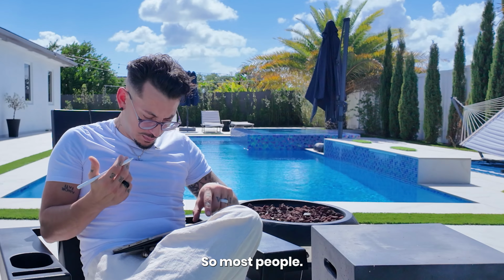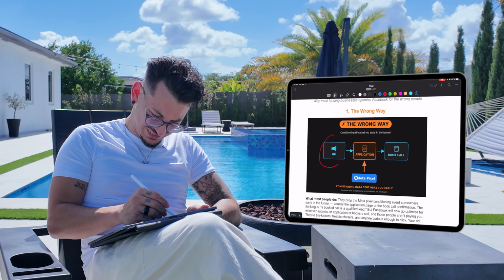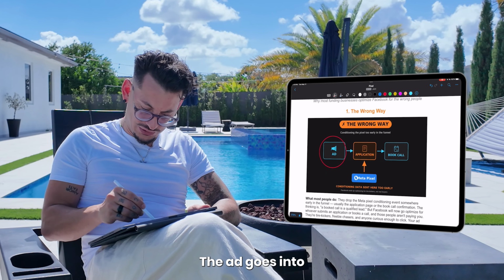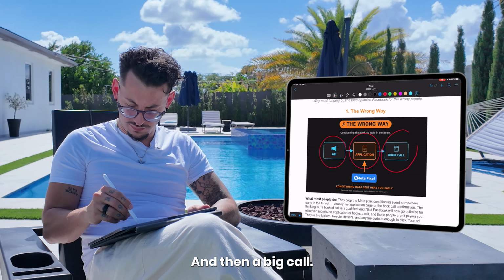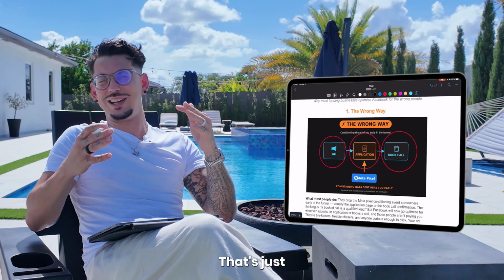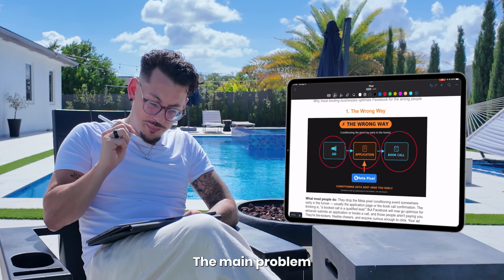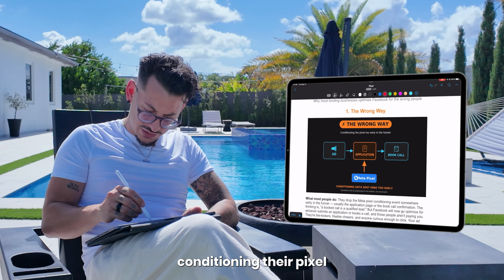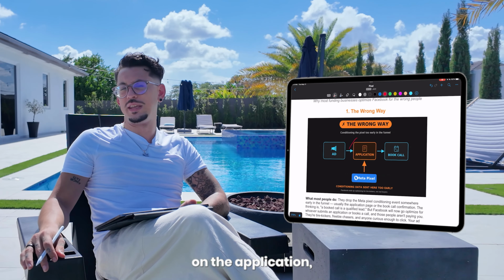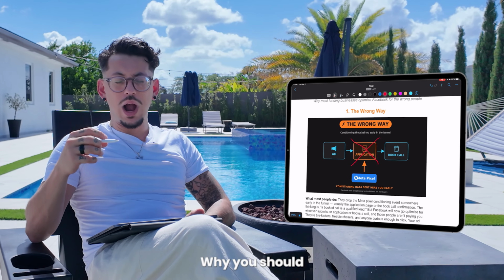So most people, right, they have an ad, okay? That ad goes into an application, okay? And then a book call, right? That's just a very simple funnel, okay? That's like the order it goes. The main problem that I keep seeing is that people are conditioning their pixel right here on the application. And that is wrong.